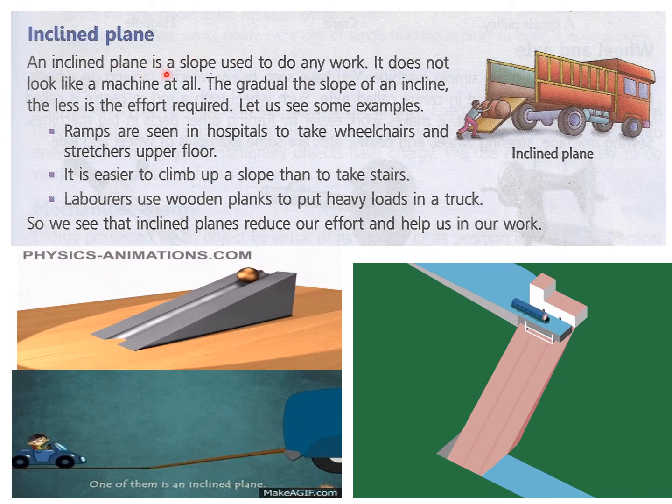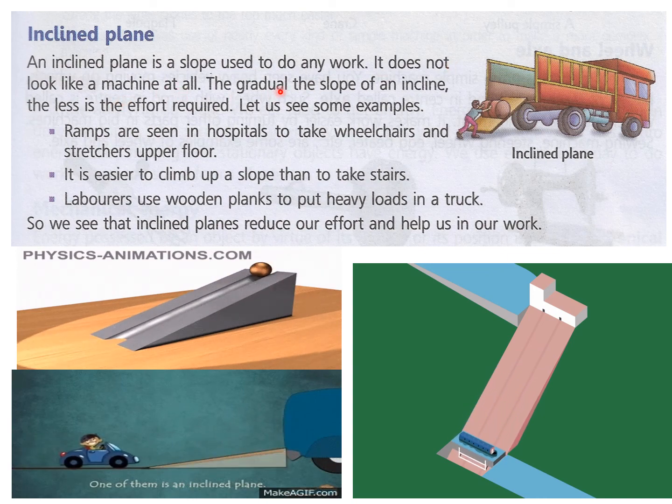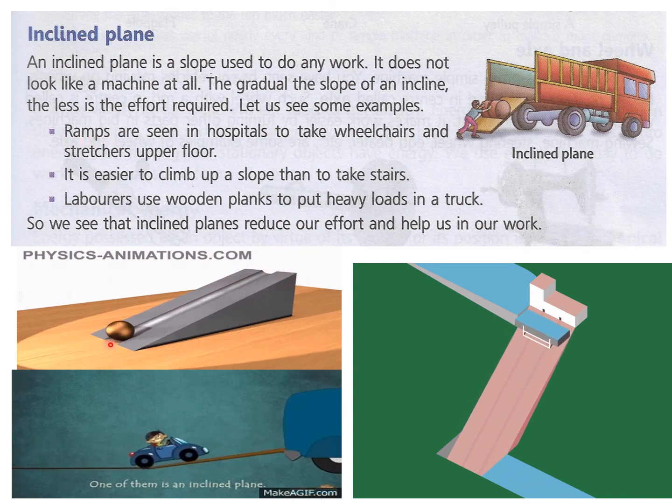An inclined plane is a slope used to do any work. It does not look like a machine at all. The more gradual the slope of an incline, the less effort is required. Gradual means if it is sloping gradually, it is going up, then the work is easier.